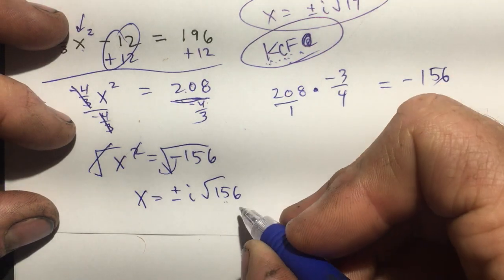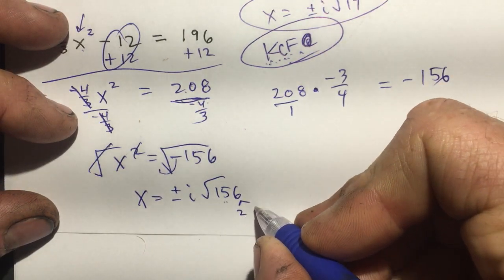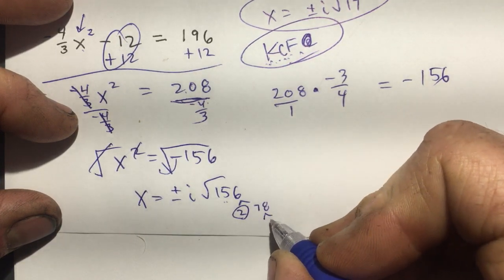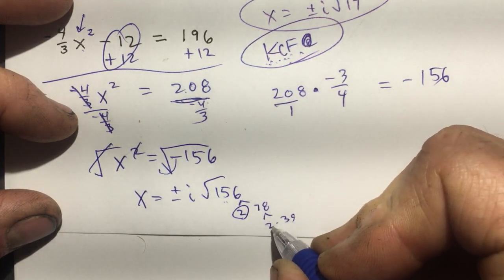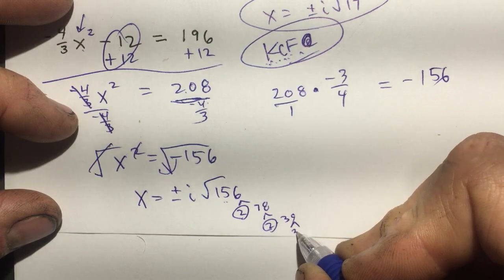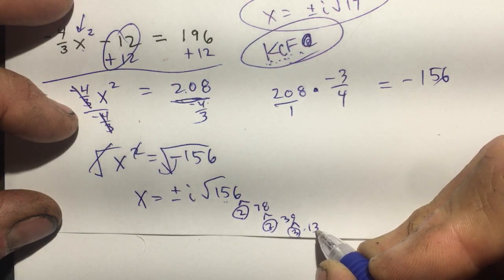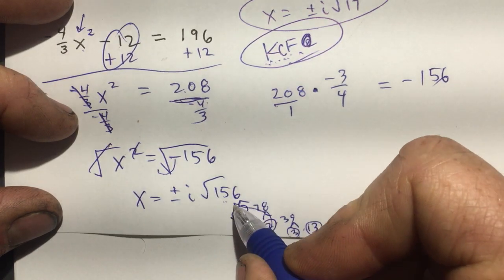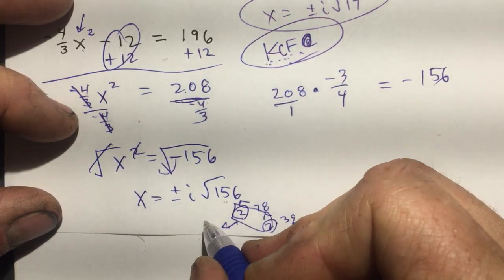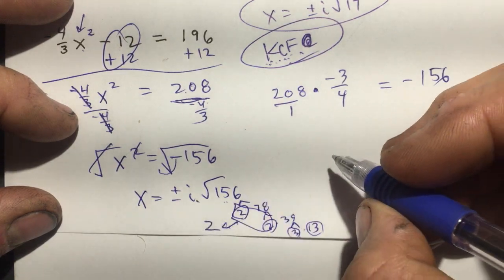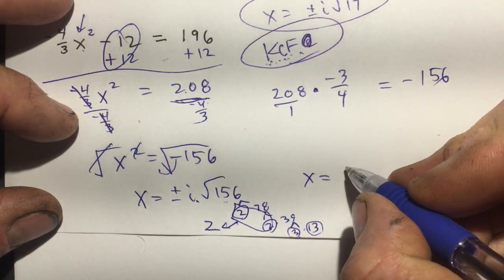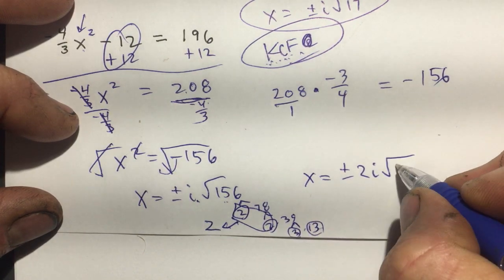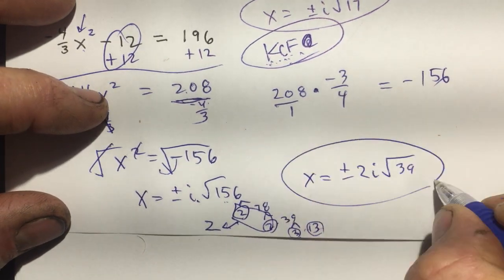Okay, now I got to break down 156. So let's try this. Divide by 2 would be 78. Circle my 2. Divide by 2 would be 39. 2 won't do that, but 3 will. 3 and 13. And I think that's it. 13 won't break down. So it looks like I got a pair of 2s. That's going to send a 2 out. I got an i out, so this is going to be my answer here. It's going to be plus or minus 2i, and then my radical, 3 times 13, 39. And there you go.